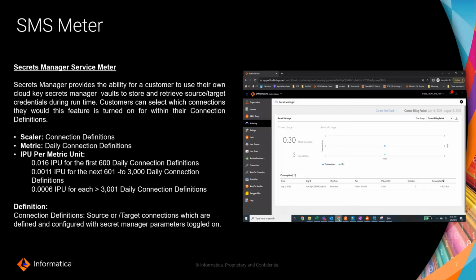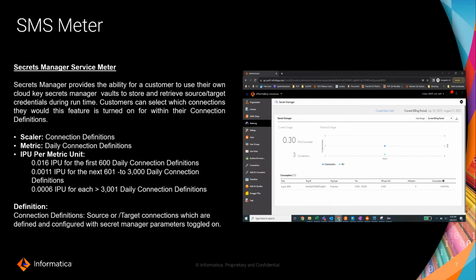With Secret Manager Service Meter, you will be able to keep track of your Secret Manager usage. Customers will have control over which connections they would like to use Secret Vault for and toggle the feature on and off in the connection definitions. Connection definition is the source or target connections that are defined and configured with Secret Manager parameters toggled on.